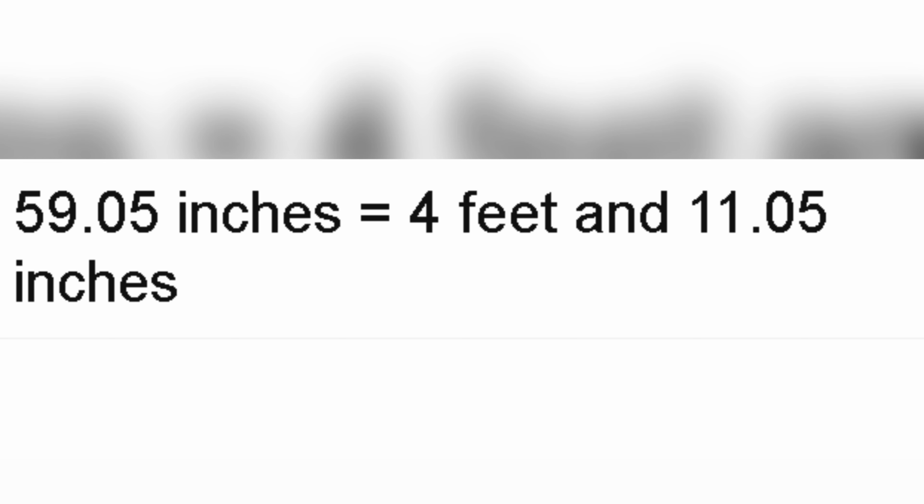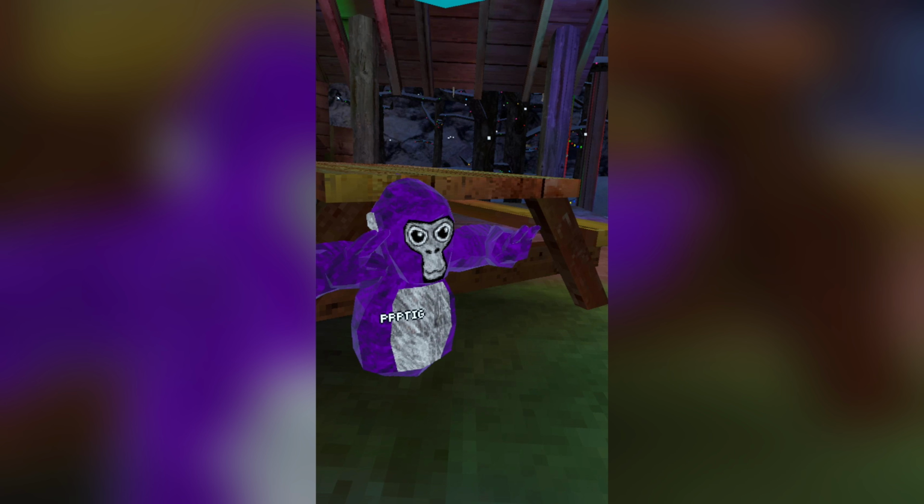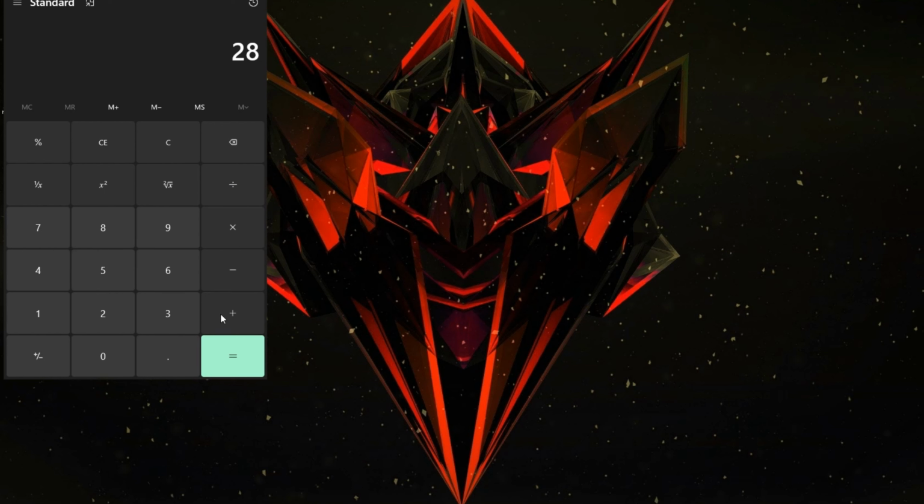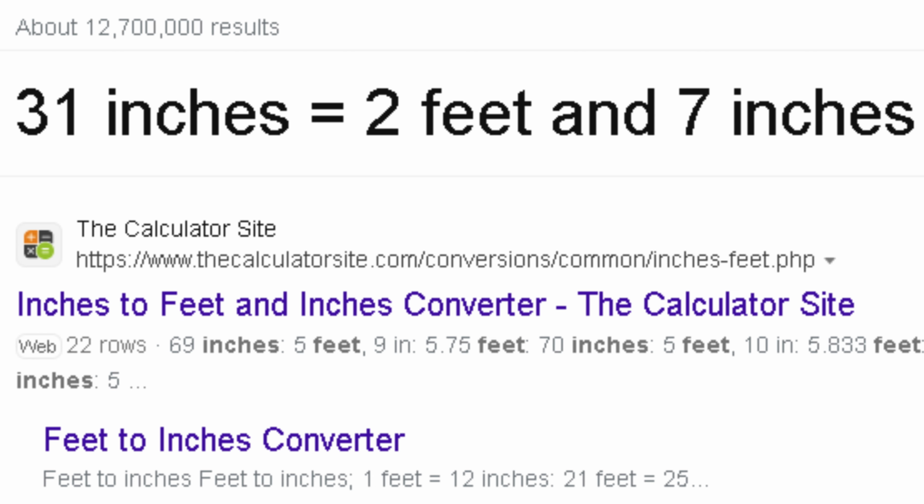Next up, we got the picnic table, which is probably going to be the easiest since he's about the exact height of the picnic table. Because all we really have to do is find the average height of a picnic table, which is about 28 to 34 inches. Then we have to find the average number between those two numbers, and then we have to change that to feet and inches, and that's his height next to the picnic table. Let's do that. So first of all, we have to add 28 to 34 and then divide that by 2 to get the average number, which is 31. And as you can see here, 31 inches is equal to 2 feet and 7 inches, so that is going to be the calculation for the picnic table.